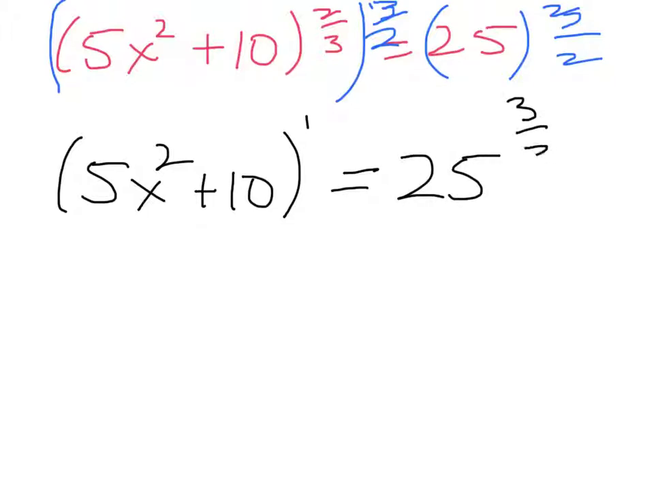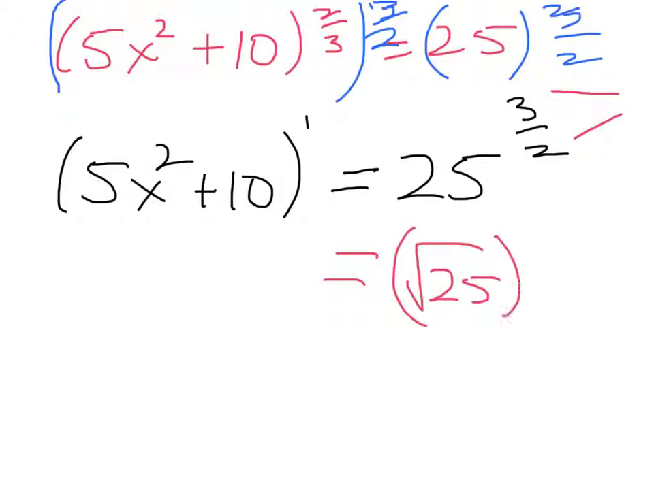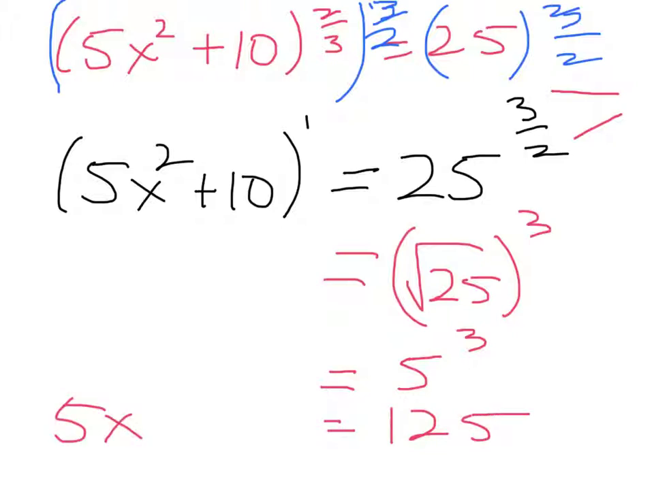to the 3/2 power. Well, again, remember, numerator is the power, denominator is the root. So this is the exact same thing as saying the square root of 25 to the 3rd power. Well, that is 5 to the 3rd, which is equal to 125. So I have 5x squared plus 10 is equal to 125.